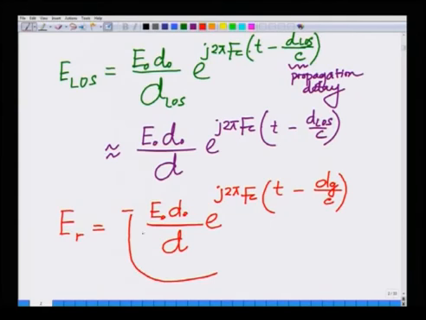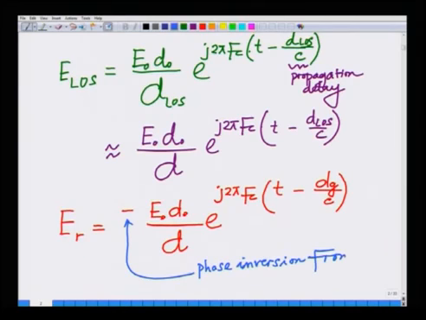So, this essentially arises because of the phase inversion from the ground. This arises because of the phase inversion from the ground reflection.